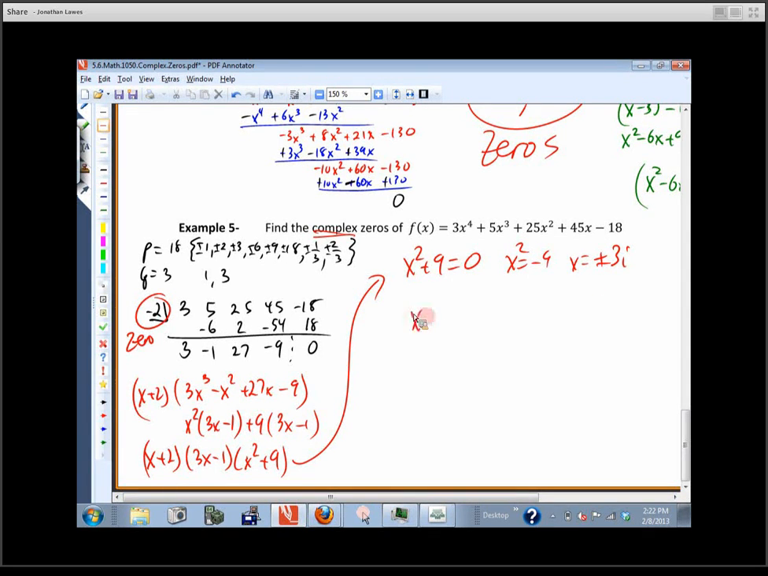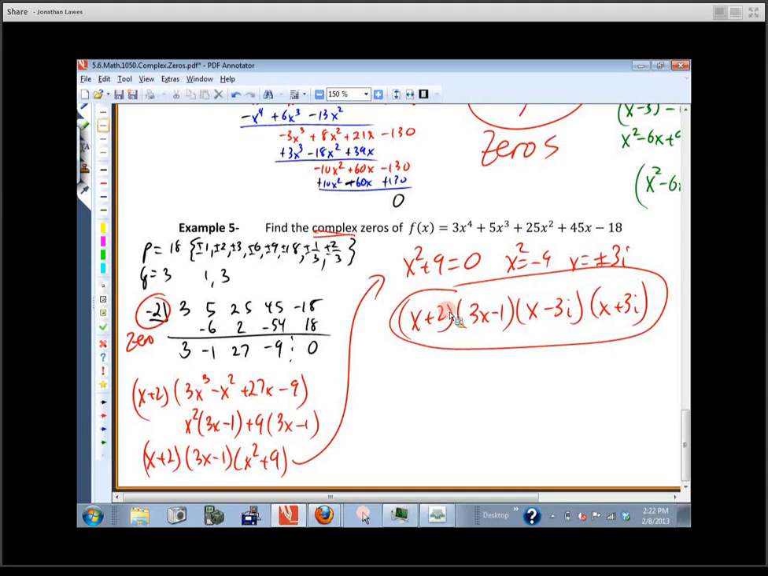So that means I've got the x plus 2. I've got the 3x minus 1. Make that look like a minus 1. And I've got an x. Help me out here. I'm going to do the minus 3i and then x plus 3i. This is factored. Now, did it ask us to factor this? No, it didn't, but is it good practice? It is good practice. 0, -2, 1/3, 3i and -3i. There they are.